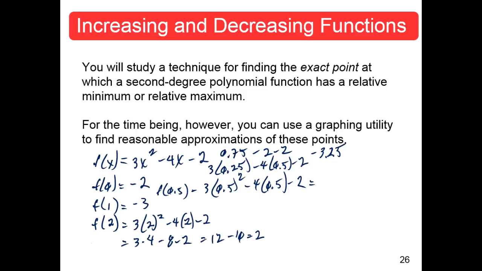Negative 3.25. Where did that come from? That's when I plugged in 0.5 here. Okay, 0.5 squared is 0.25. Right. And then plug that in. And then I did, this is 0.75, this is minus 2, that's minus 2. This is minus 4 plus 0.75, it's minus 3.25. Why are we minusing the two though?